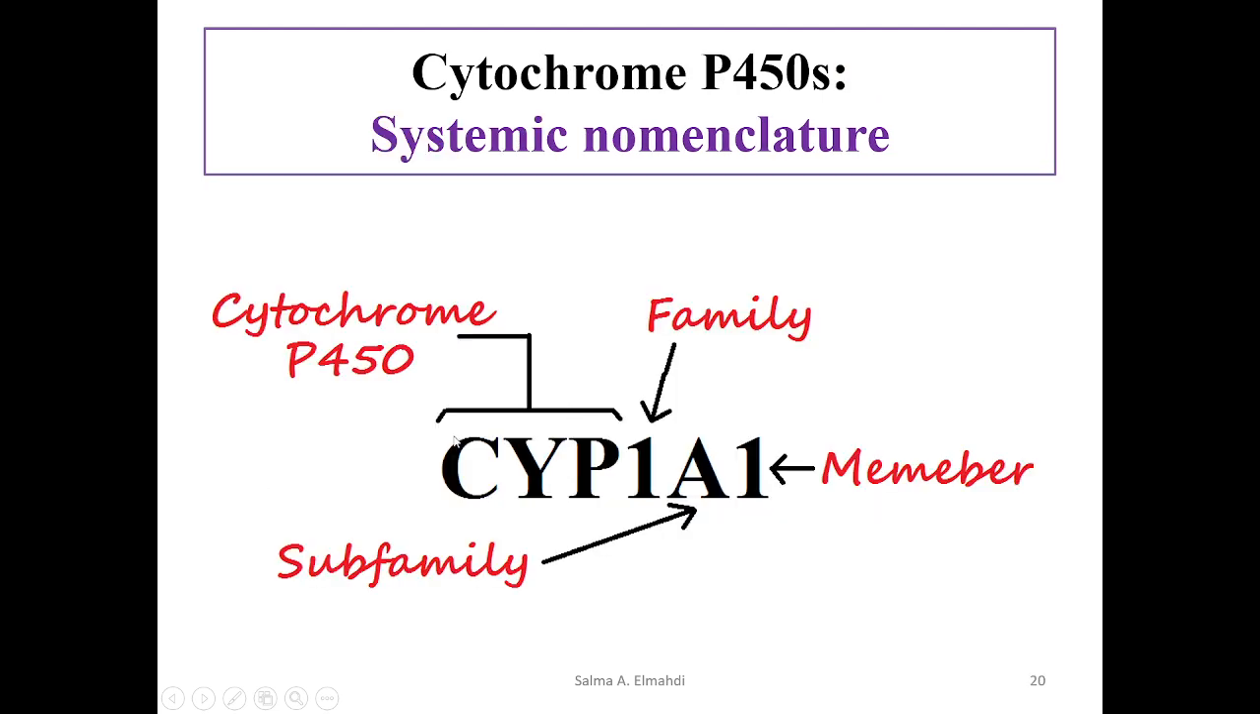And this is to show you that CYP stands for cytochrome P450. The first number here represents a family. The capital letter represents a subfamily. And the number here represents the number of the member within that family subfamily.